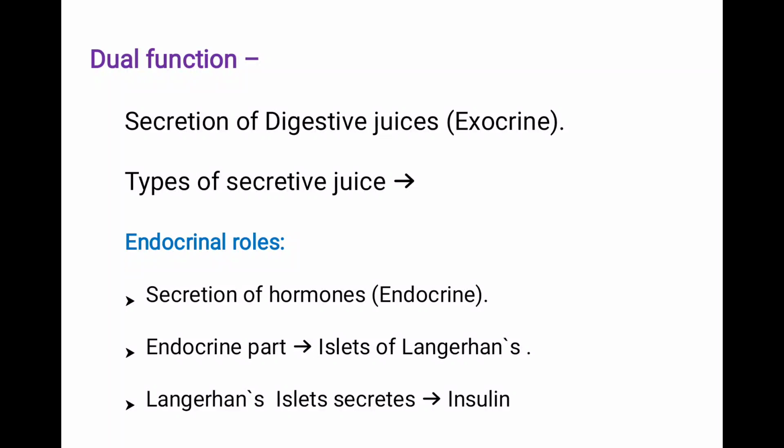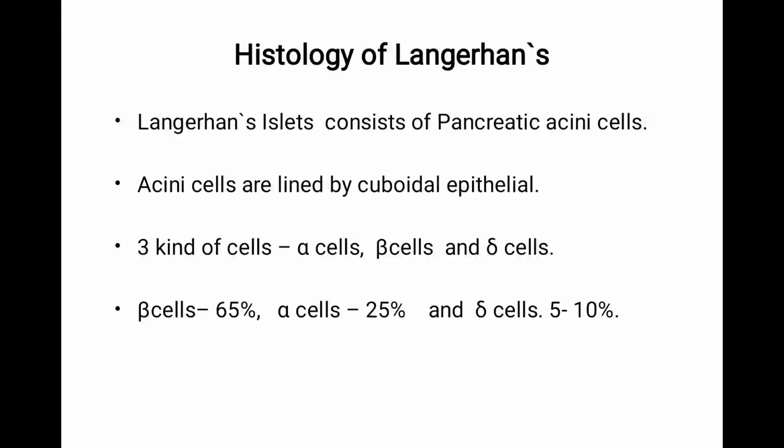This is the exocrine part, whereas the endocrine part of the pancreas consists of the islets of Langerhans. The islets of Langerhans consist of three different kinds of cells: alpha cells, beta cells, and gamma cells. They are involved in the secretion of hormones called endocrine hormones. The islets of Langerhans secrete different hormones like insulin, glucagon, and somatostatin.